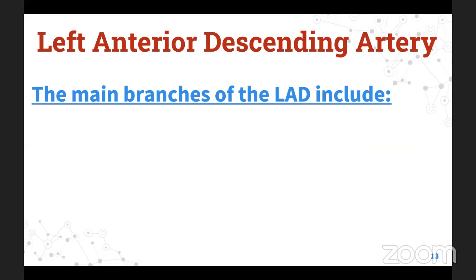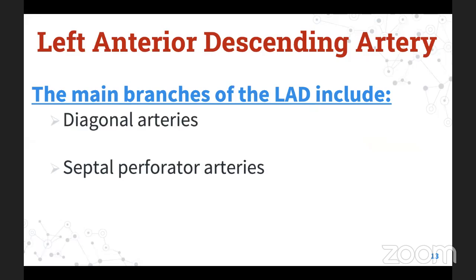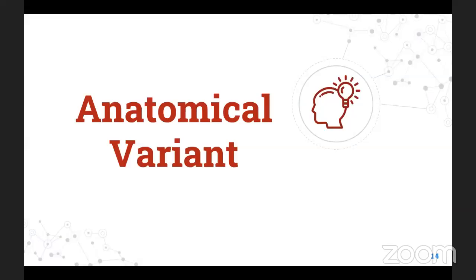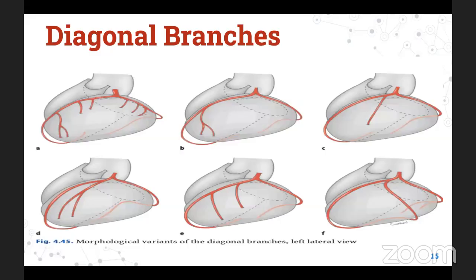The main branches of LAD include diagonal arteries, septal perforator artery, and right ventricular branch. The right ventricular branch is not always present, but if it is present, it can originate from the left anterior descending artery. You should keep in mind that there is anatomical variation of diagonal branch, and this picture showing the morphological variants of diagonal branch of LAD.